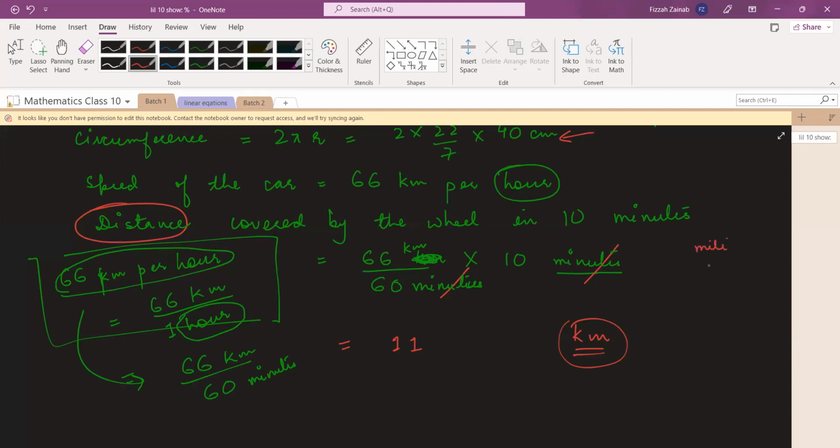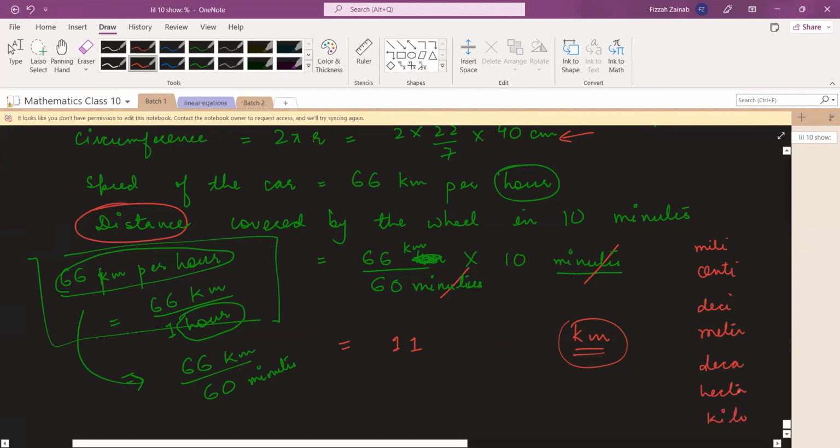So: milli, centi, deci, meter, deca, hectare and kilo. I have already told this in the class, but new students can remember it. You have to remember this sequence: milli, centi, decimeter, deca, hectare, kilo. So you can memorize it.